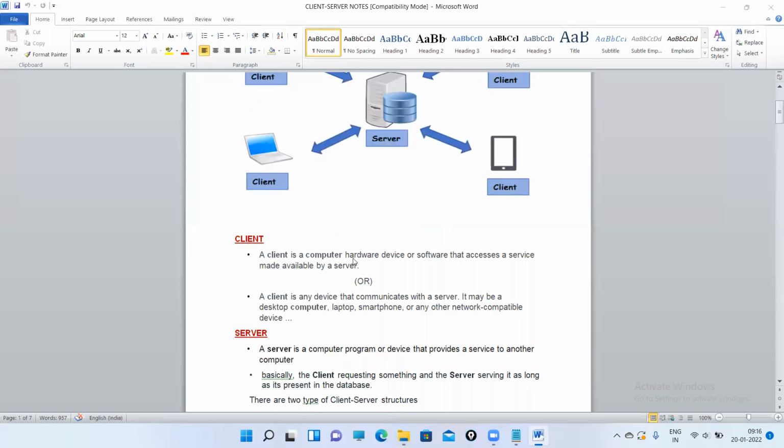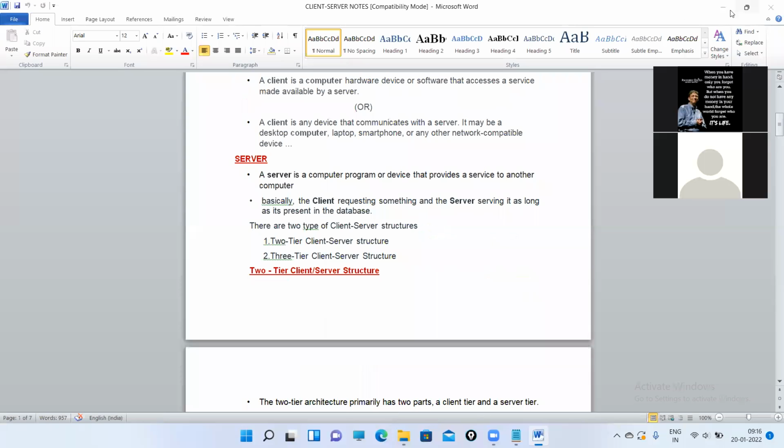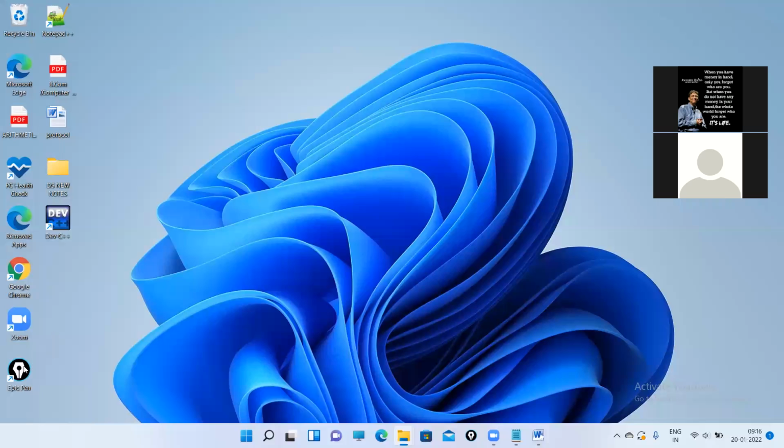There are how many types of client-server models? There are two types of client-server models. First one, the two-tier client-server model. Number two, the three-tier client-server model. First, let's come to what is two-tier.